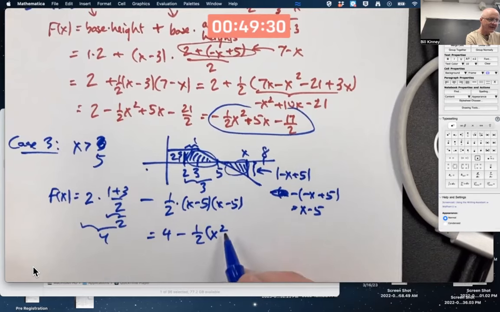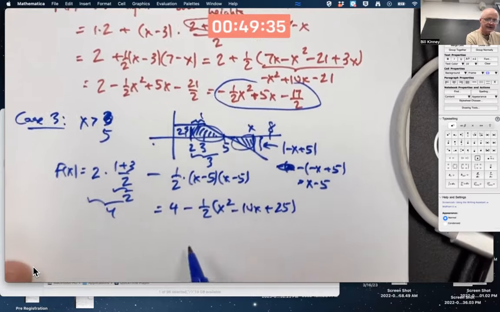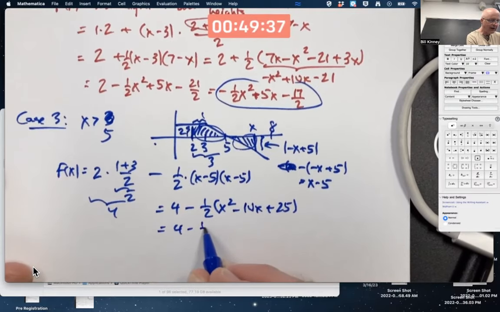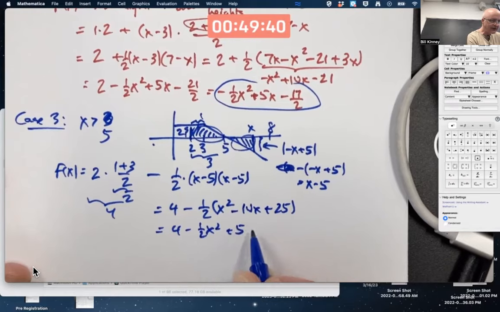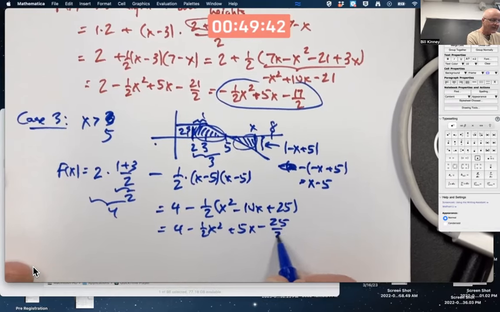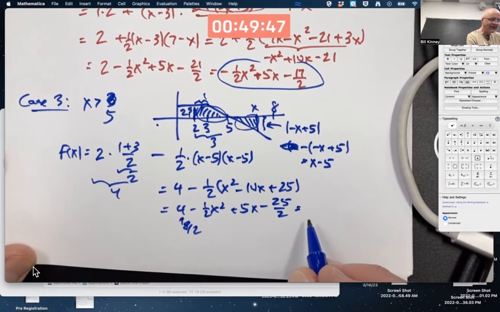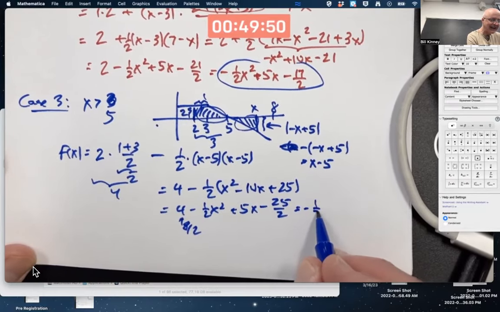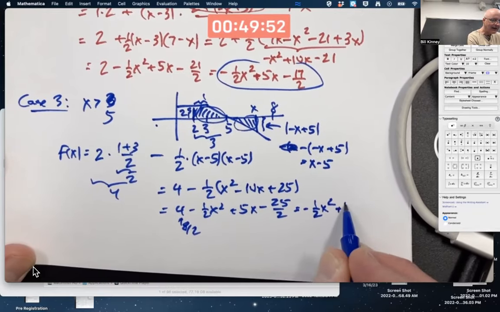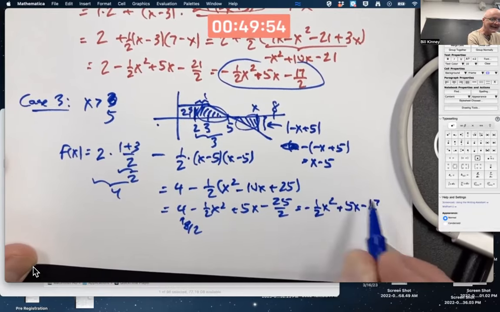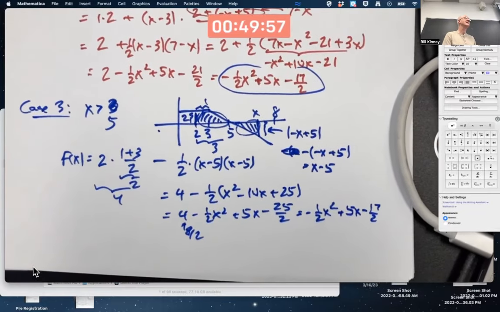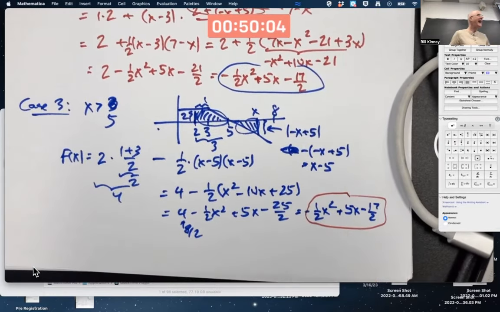Let's see. Expand this out. Distribute the negative 1/2 through. It's starting to look good. 4 is 8 halves. 8 halves minus 25 halves is negative 17 halves. I got the exact same answer as I did up there. It had to be the same answer because it's still got to have the same derivative and it's got to be a continuous graph. These have to match up. It had to be the same answer.